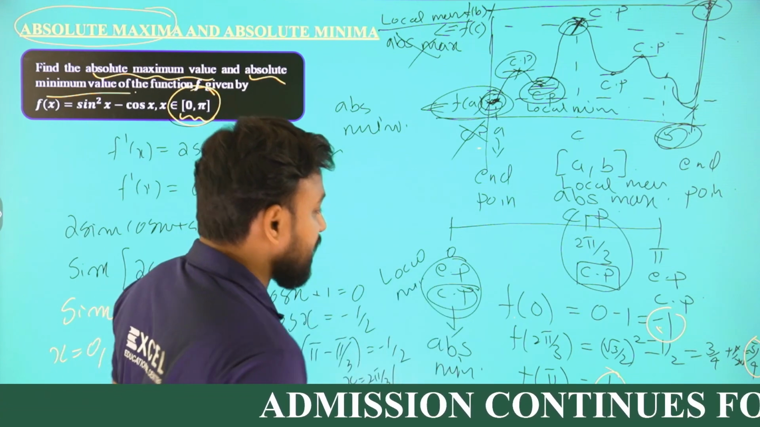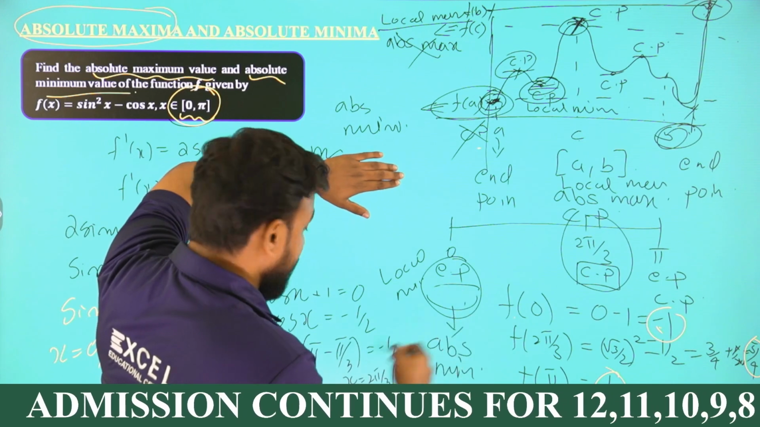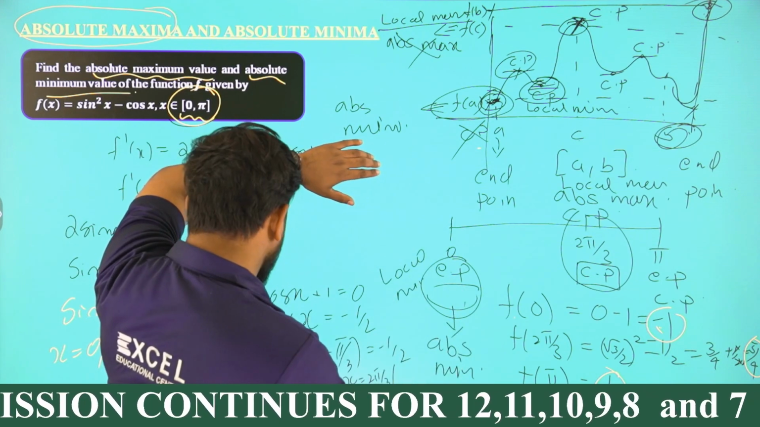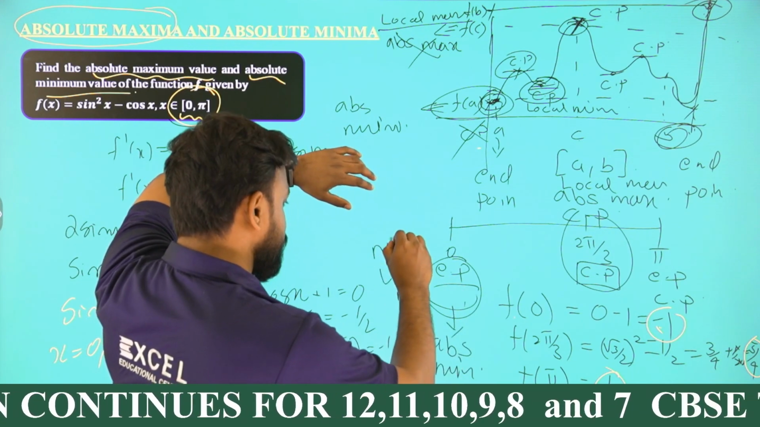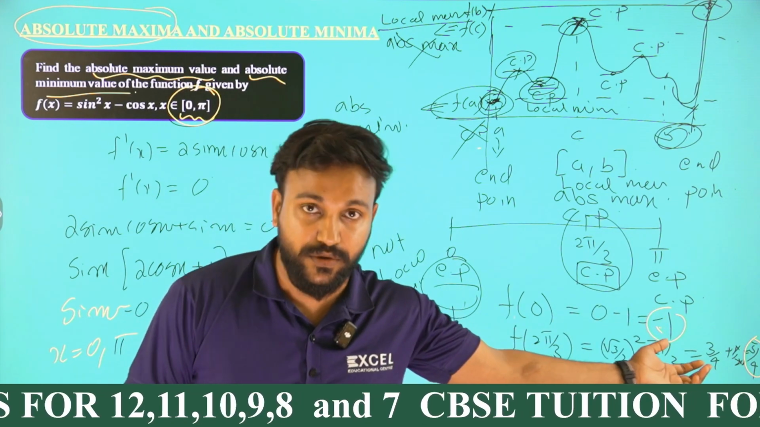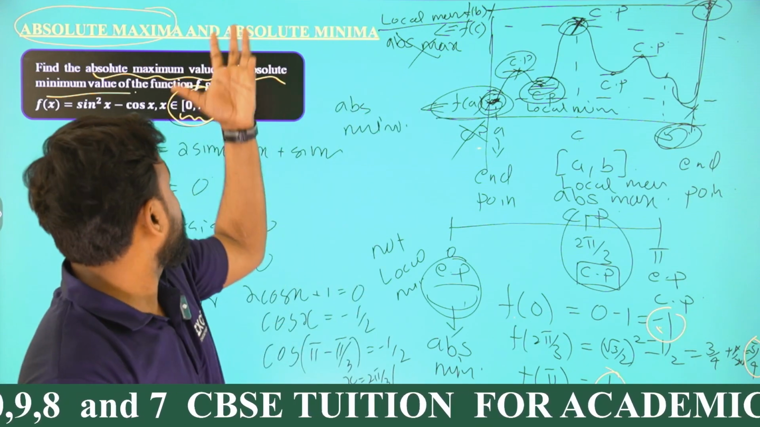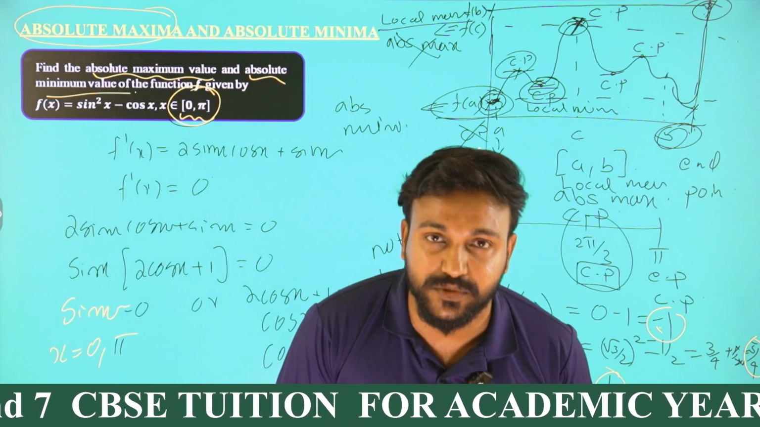Local minimum. Sometimes if you didn't get this as your critical point, at that time you will not call it a local minimum. It is only an absolute minimum. When you're directly putting in the value, you are getting the lowest value, but it is not a critical point. So this is how you find absolute maxima and absolute minima.